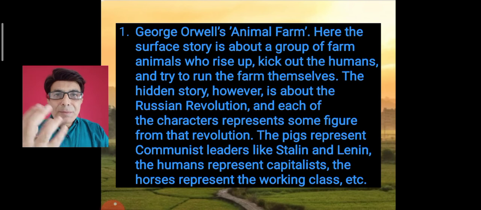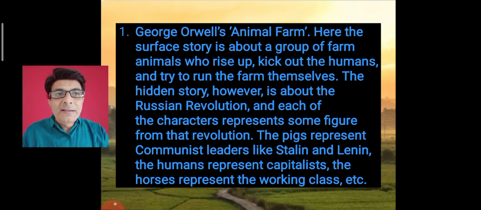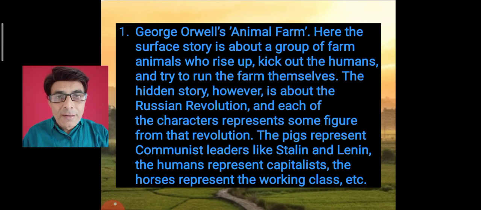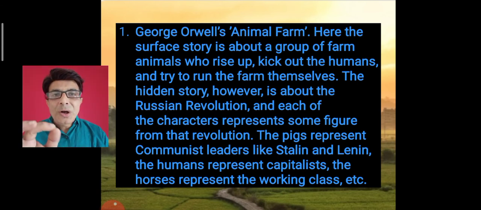The pigs presented in this play represent the communist leaders like Stalin and Lenin. The humans represent capitalists. The horses represent the working class people of the modern world. So all in all, George Orwell's Animal Farm is also a very good example of an allegorical play.